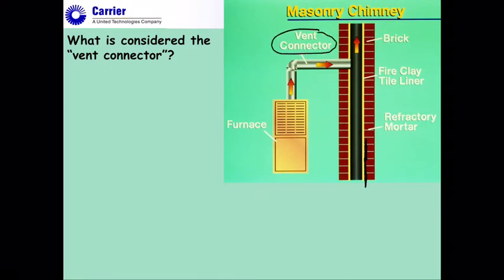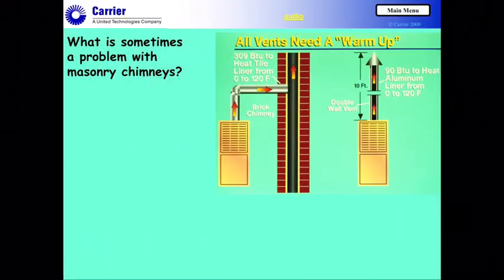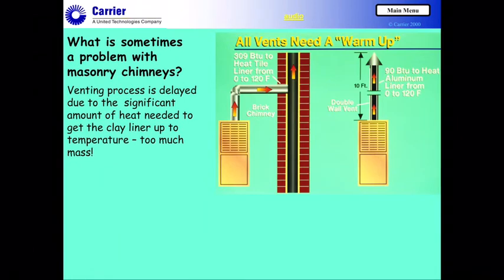Now, on the picture up on the top here, we're looking at a vent connector. That vent connector is really the portion of the vent system that ties directly from the appliance outlet connection into the main vent of the system. So vent connectors are going to be used in any type of vent system, whether it's masonry or whether it's a metal vent. So what's the problem with these masonry chimneys?